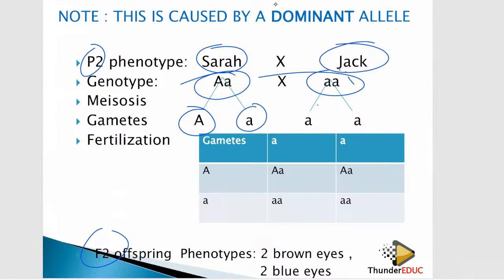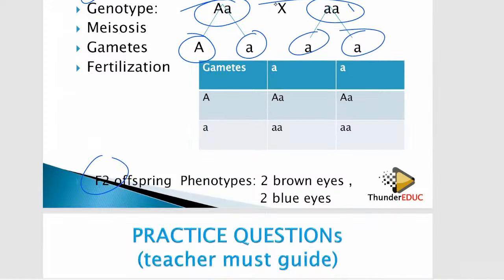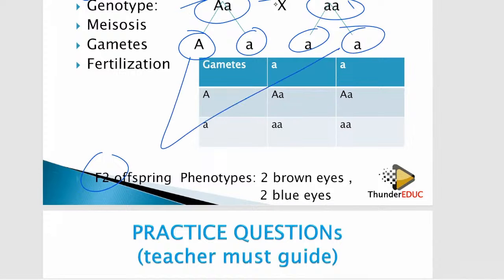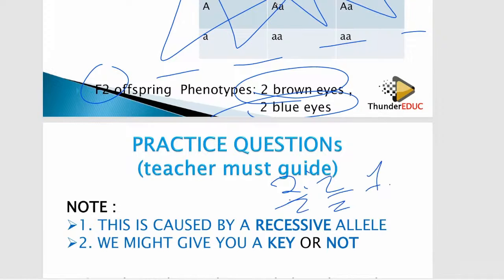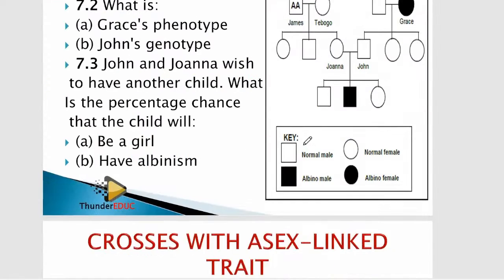Then meiosis takes place, you form the gametes, and after that you can do a Punnett square method, or you can cross them directly. And then you write them accordingly. After that, you can find how many blue eyes and how many brown eyes. And if they ask you to determine the ratio, it's going to be 2 to 2, and it's supposed to be reduced to 1 to 1. So that's an example of non-sex linked, meaning that it is autosomal.